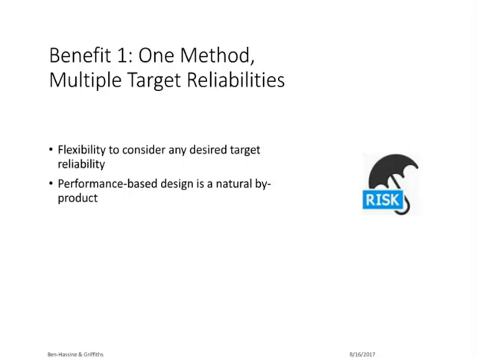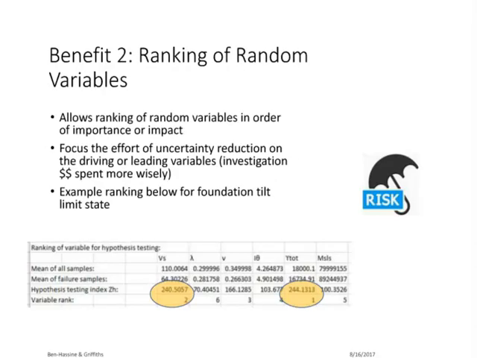And I'm going to go through the benefits very quickly of this method. Basically, you have one method, and you can use the same method for different target probabilities. If you have performance-based design, you can adjust your target reliability, and it's very easily done. You could also rank your random variables and focus on the random variables that actually affect the end result. So, for example, your exploration would be focused on that.